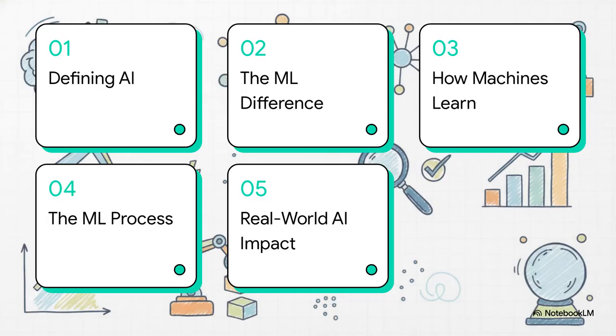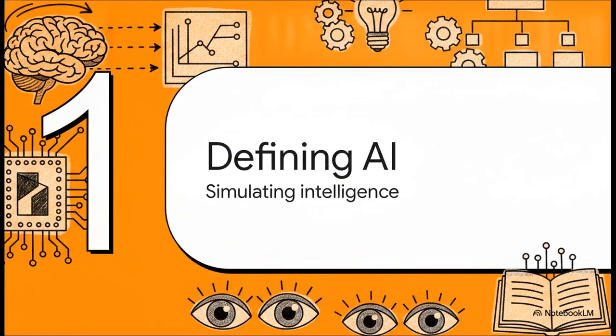We'll start off broad by defining artificial intelligence. Then we'll distinguish the machine learning difference, uncover how machines actually learn, map out the machine learning process, and finally look at real-world AI impact. So, Section 1, Defining Artificial Intelligence. Let's really look at what it means for a machine to simulate intelligence.